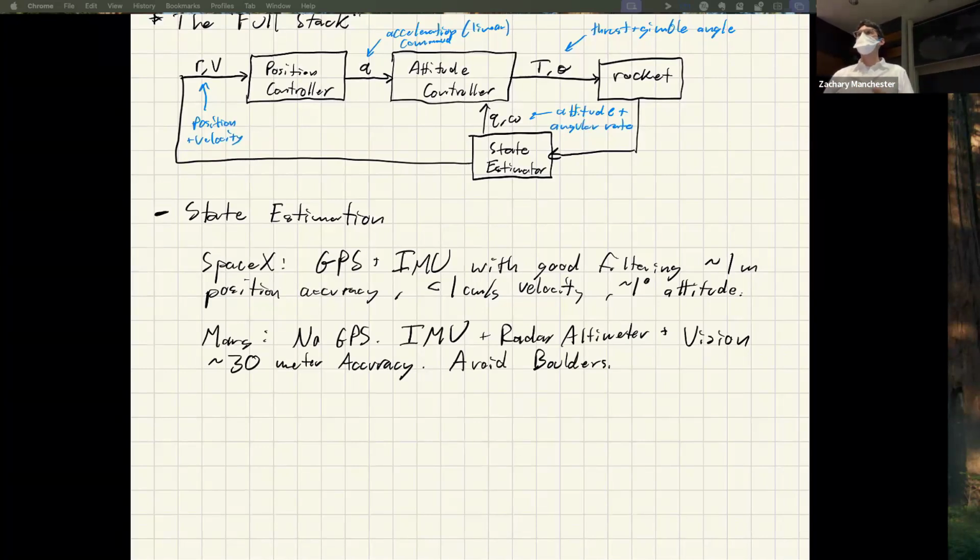Do they use radar velocity as well? I mean, yeah, that radar altimeter absolutely can give you velocity information, normal to the ground as well. Yeah.